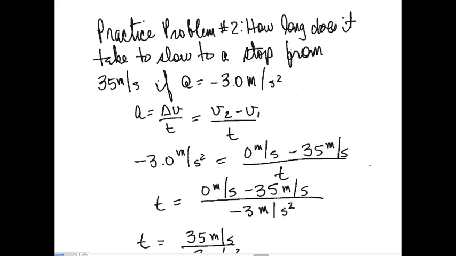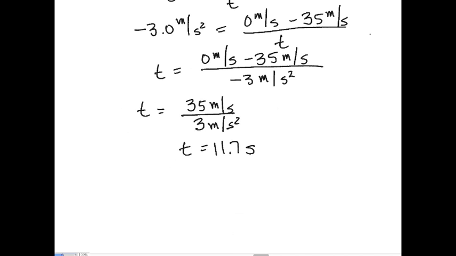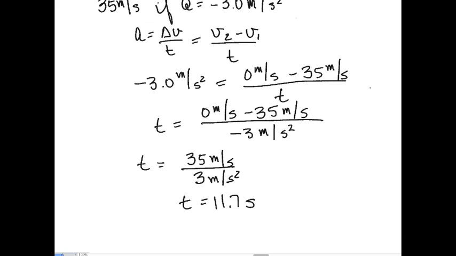There you go. Now, hopefully you've worked the problem and just not skipped ahead to look at the answer. Write down the definition of acceleration, plug the numbers in, rearrange it, solve for t, bring it to the left side. You end up with 35 meters per second over 3 meters per second squared, giving you 11.7 seconds. Notice that this negative sign and this negative sign reduce, so you end up with a positive time.